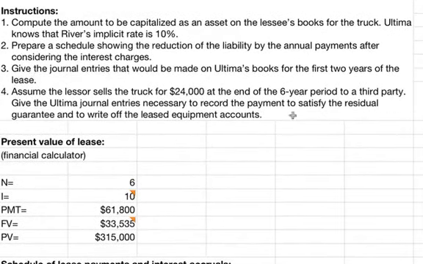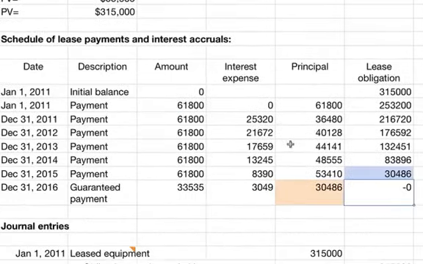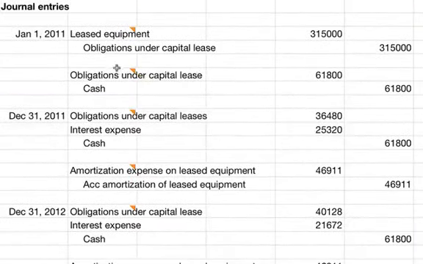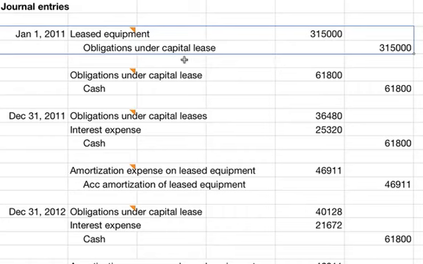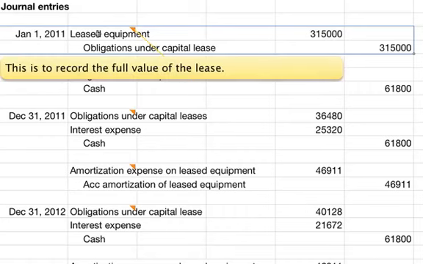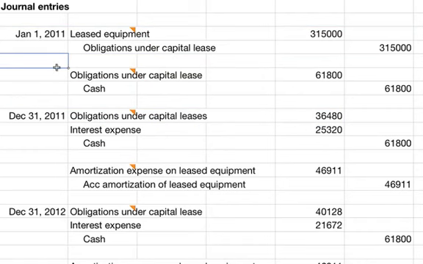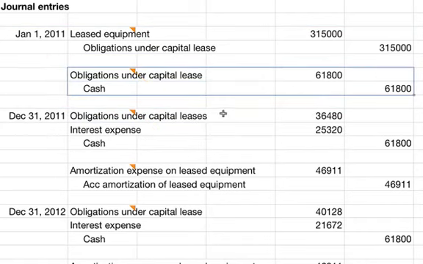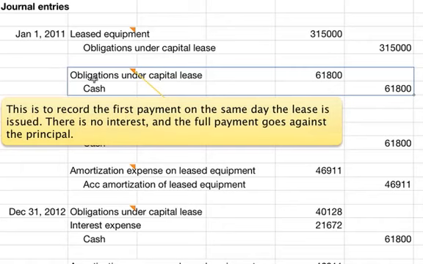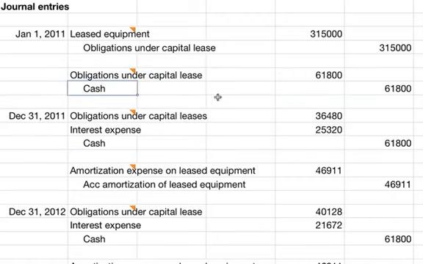So for number 3, we're going to do the journal entries that would be made on Ultima's books for the first 2 years. The very first entry is a debit to leased equipment and a credit to obligations under capital lease. This entry is to record the lease, the full value of the lease. And on January 1st also is that first payment. You have a debit to the account we just credited, obligations under capital lease, and there's no interest, so this full payment goes against the principal. The full payment is always in cash anyway.